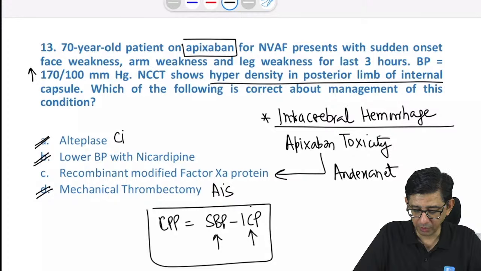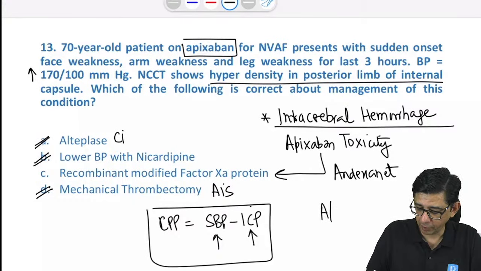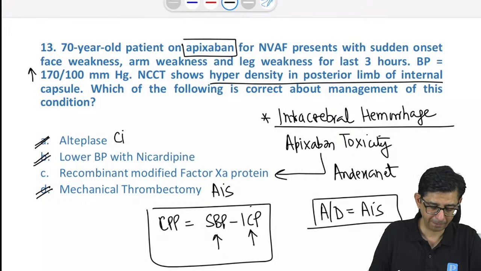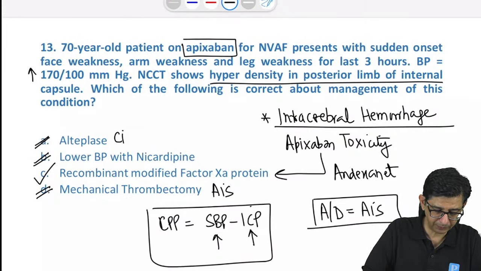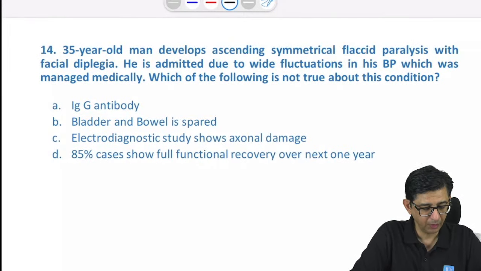Mechanical thrombectomy is done. Sir, guys, this question is not an acute ischemic stroke. Please read it. It is not hypodensity. It is hyperdensity. It is having a bleeding in the brain. Option A and option D are used for management of acute ischemic stroke. This chap is not having acute ischemic stroke. That is why the answers are turning out to be different. The correct answer is C.